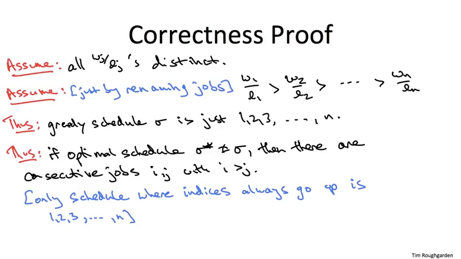So this is an observation that's going to be important in the rest of the proof, so make sure you pause, give yourself enough time to stare at it and convince yourself it is in fact true. Any schedule other than 1, 2, 3 all the way through n has to have consecutive jobs, the earlier one having a higher index than the later one.